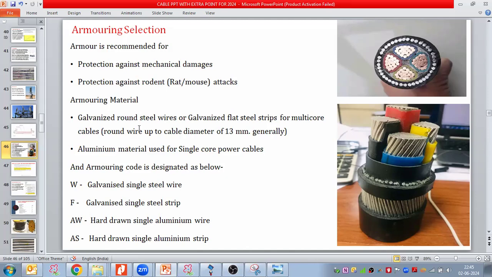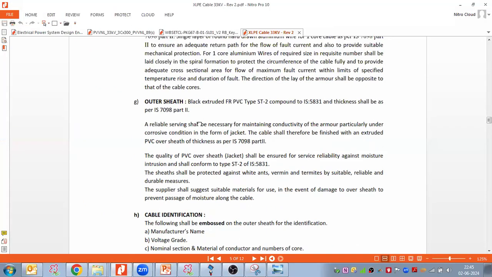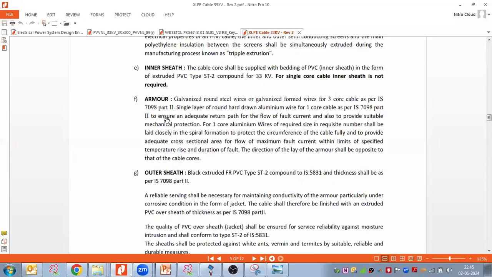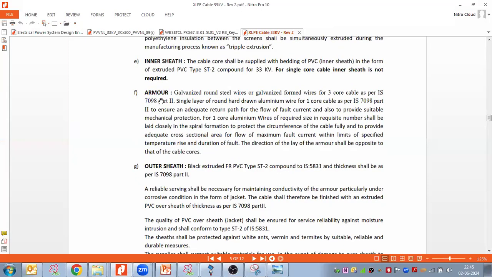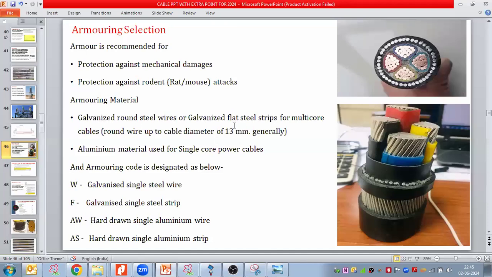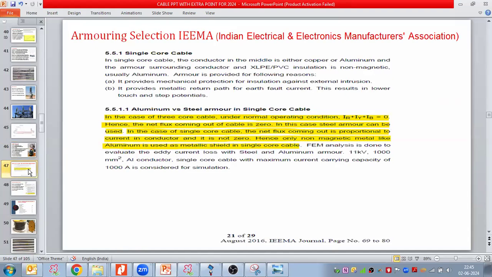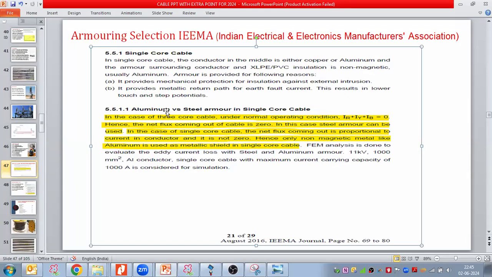Otherwise, if we are working on any project, we have to see the project specifications, and accordingly we have to select the cable armoring. Like here you can see the client armoring requirement. This is the general practice for armoring selection. Let us see, I have taken a few snapshots from different journal publications. So armoring selection is written in the IEEE document. This is from a manufacturers association: single core cable, and aluminum versus steel armor in single core cable.